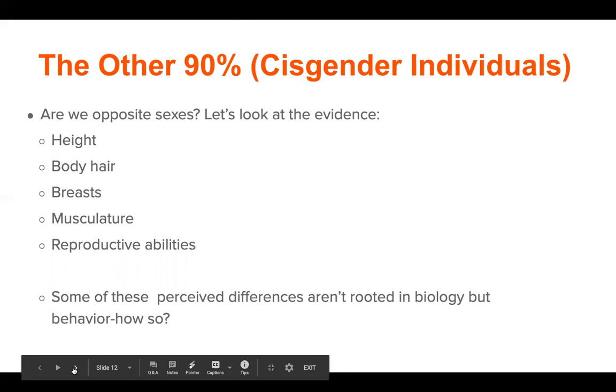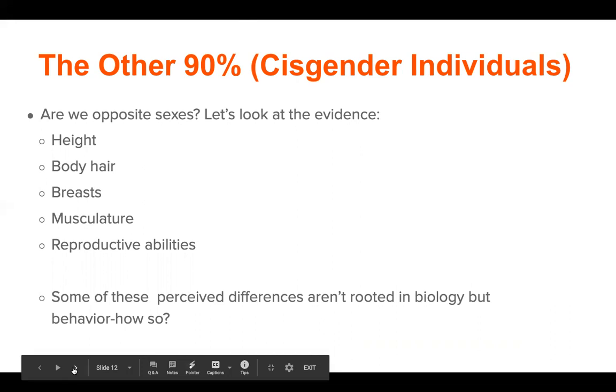How do we complicate the binary? It was said for a very long time that men and women are opposites. They're opposite sexes. Men are from Mars, women are from Venus. Is that true? Are we really that opposite? I told you that we would come back to that concept of low sexual dimorphism, and here we are. Because when we look at the physical biological evidence, we just aren't.